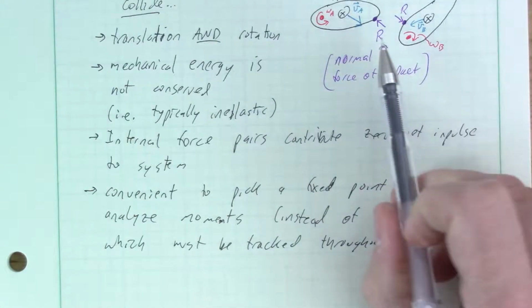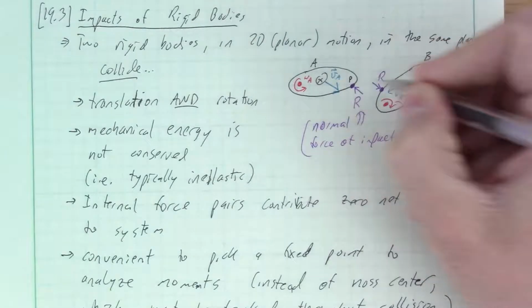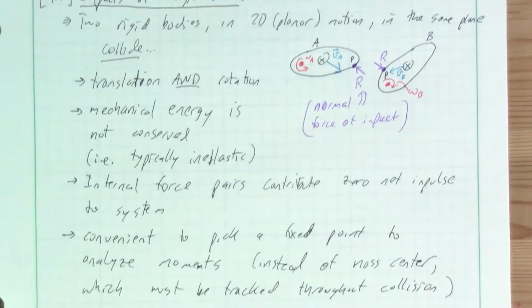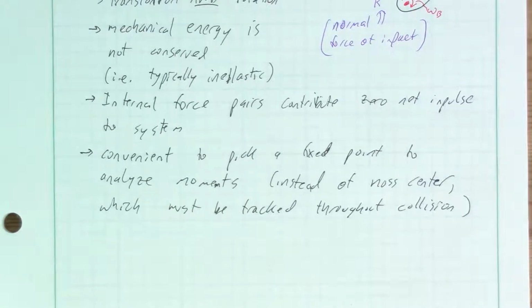Whereas if we pick a fixed point, like this point P where the collision occurs, that would be a good choice, right? Because over the collision, the bodies are sticking to each other, and that's not going to be a point that's moving.